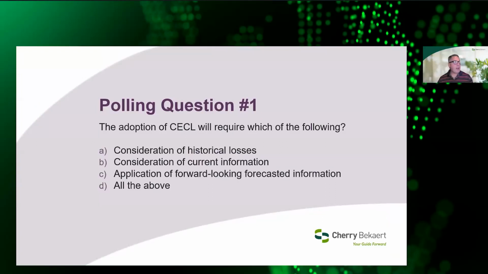Okay, with that, we'll go to polling question 1. The adoption of CECL will require which of the following? Consideration of historical losses, consideration of current information, application of forward-looking forecasted information, or all of the above. We'll give you all a few minutes to answer that, and then we'll show the results.